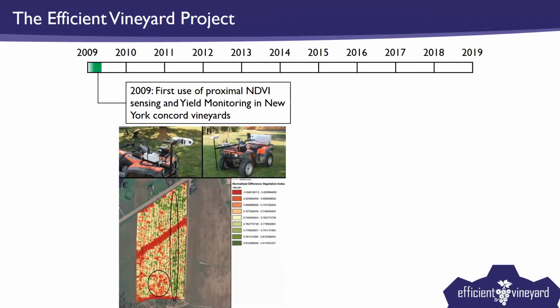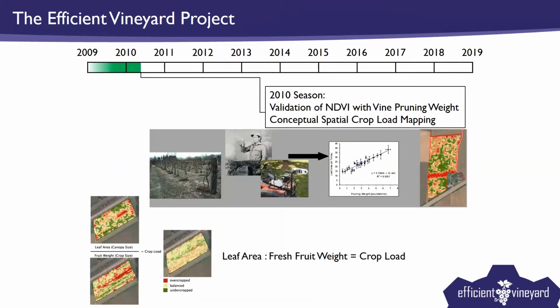And we really began playing around with this stuff in 2009, when we were first using proximal spectral reflectance sensors and yield monitors in Concord vineyards. And then we said, all right, well, let's validate the signal that's coming from these. They're intending to map variation in vine growth. So we took the manual measurement that is typically the benchmark for that, which is pruning weight, and tried to see if that correlated well to the readings that we were getting from the sensors. And as you can see in our little graph there, we did see a really good relationship between pruning weight and the signal we were getting from our sensors.